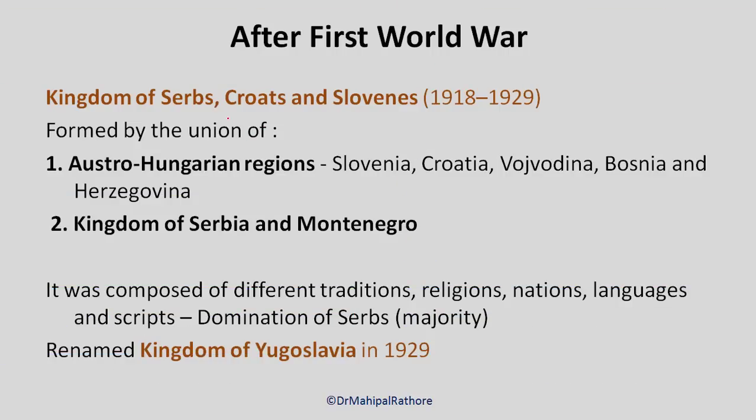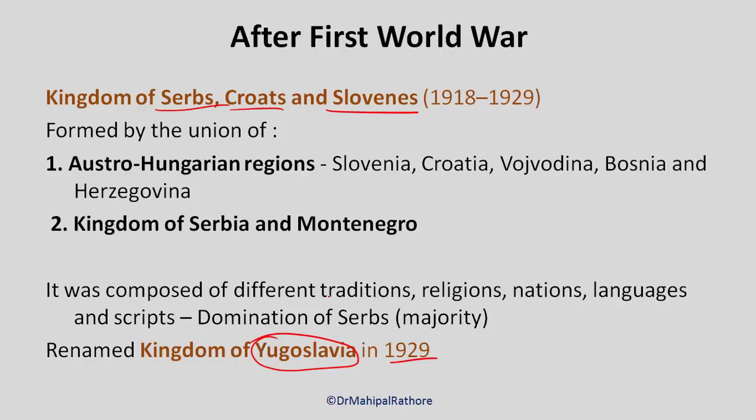So a new kingdom was formed. It was called the Kingdom of Serbs, Croats and Slovenes. Officially this name was changed in 1929 because everyone called it Yugoslavia, so the king also changed its official name. Remember, this was not a republic, this was not a democracy, it was a kingdom. There was a king which ruled over this kingdom.